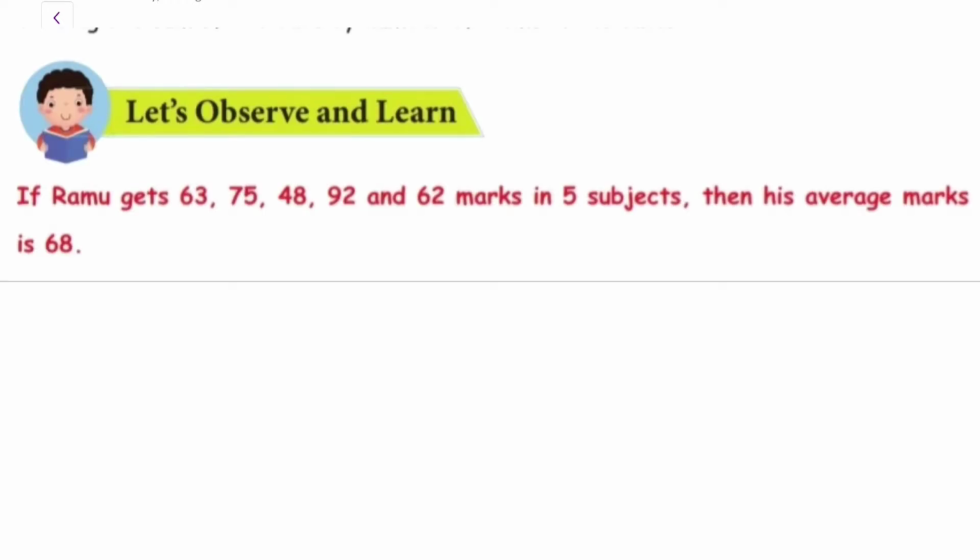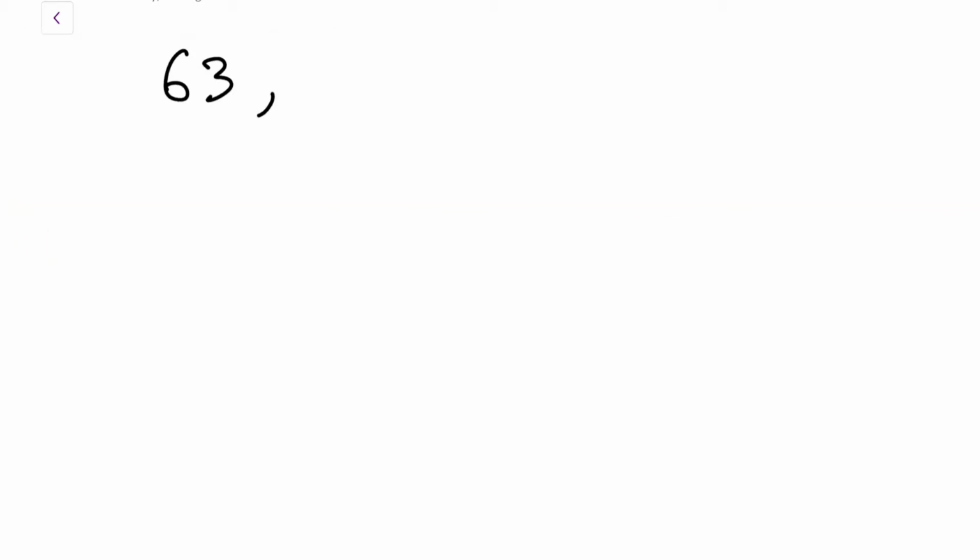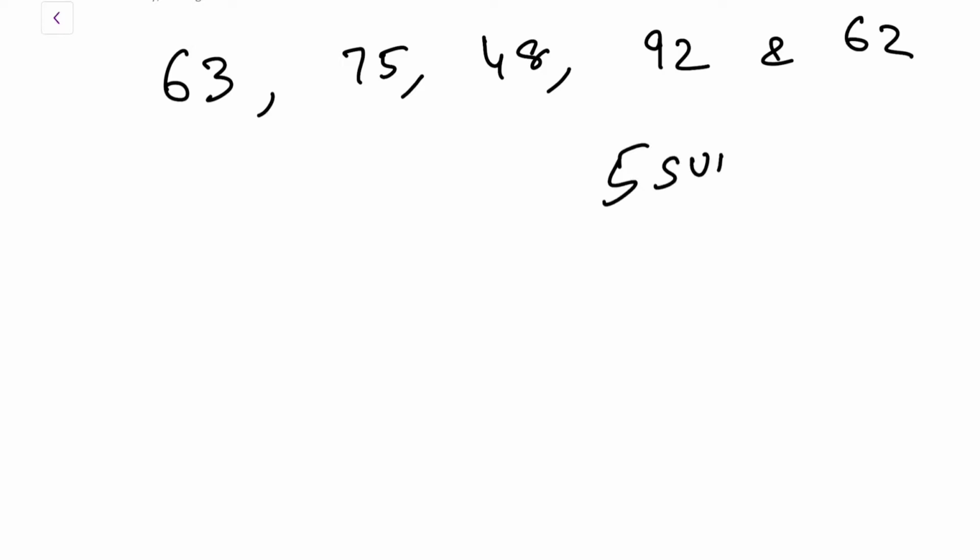Okay, let's have a look at this example to understand average better. If Ramu gets 63, 75, 48, 92 and 62 marks in 5 subjects, then his average marks is 68. How did they get the average marks as 68? Let's see. So how much did he score in all the subjects? 63, 75, 48, 92 and 62 marks, in 5 subjects. This is what Ramu scored. Now, average.